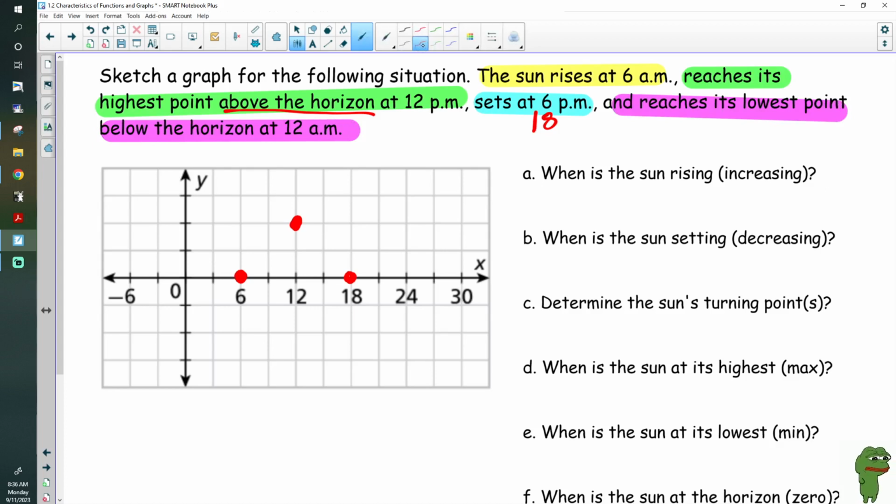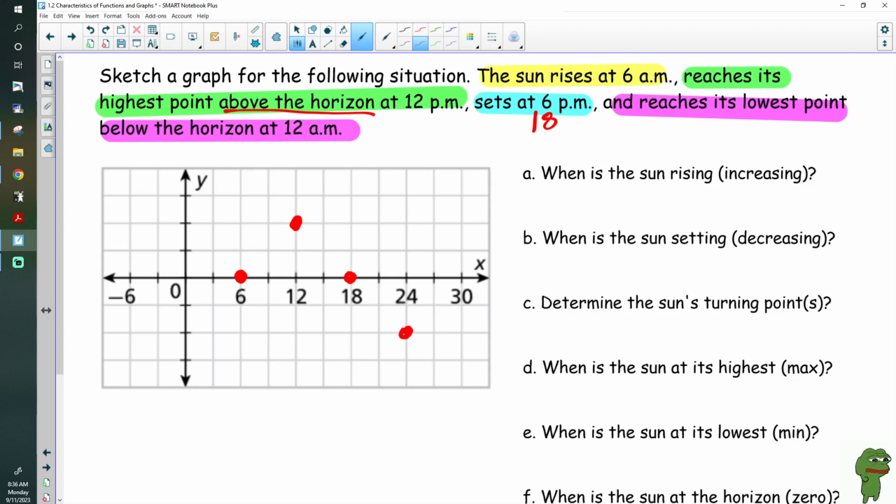Again, does it say how low? We don't know how low, so as long as you put your point below in the negative, you're good. So at 24, you're going to go down. I'm just going to go down too, because I like a nice symmetrical graph. And there's our sun. We can no longer see it, but we know it's still setting on the other side of the earth.